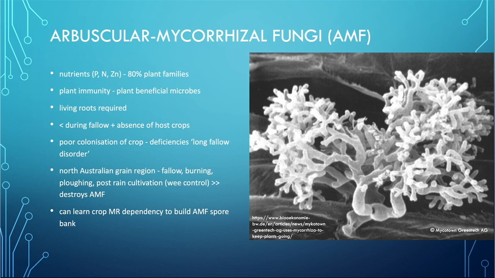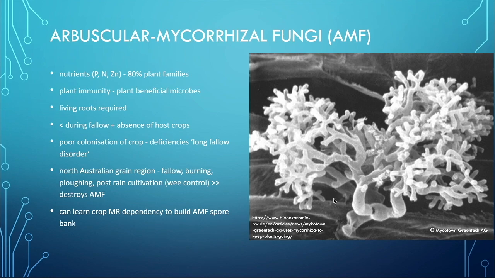So we can learn crop mycorrhizal dependency to build up the spores that these guys produce, the arbuscular mycorrhizal fungal spores. And then when you build up the spores and you put your next crop in that is also symbiotic with these particular species, they grow immediately. Everything just functions. There's continuation. So we need to learn this as growers.